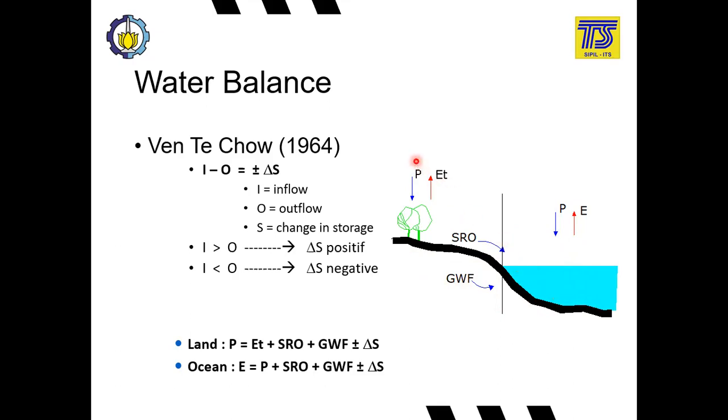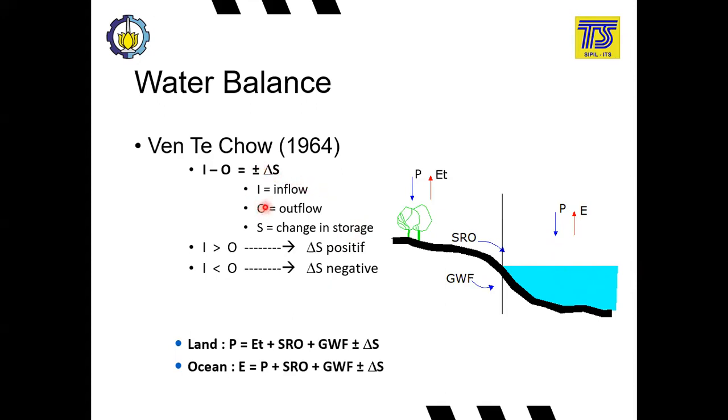And there's also P here, which is the precipitation. And there's also ET, or here is only E because we don't have plants here. If there's plants, there's transpiration. So the evaporation becomes evapotranspiration. Here we only have evaporation because we only have the water in the storage. There's no plants in the storage.